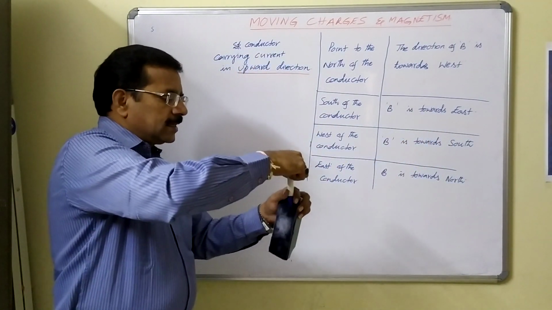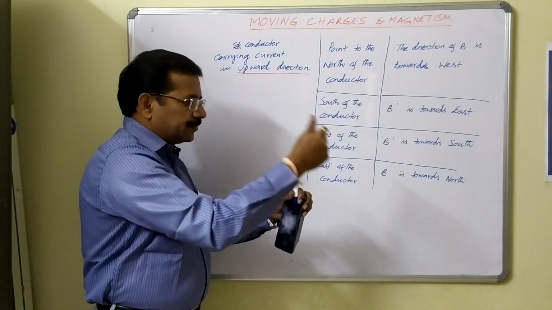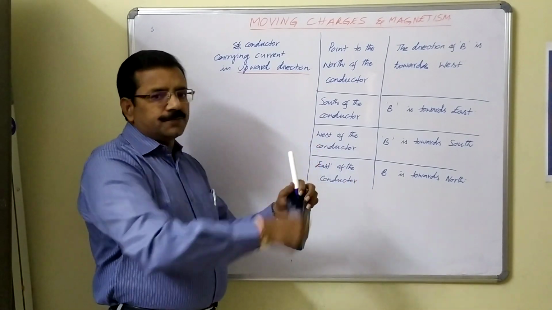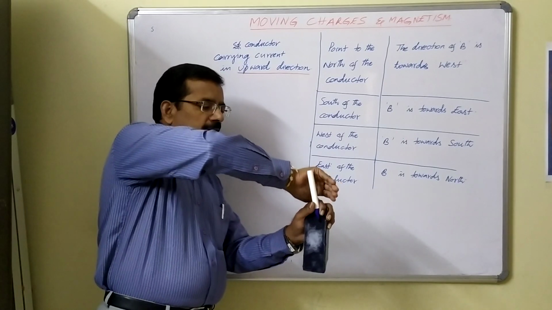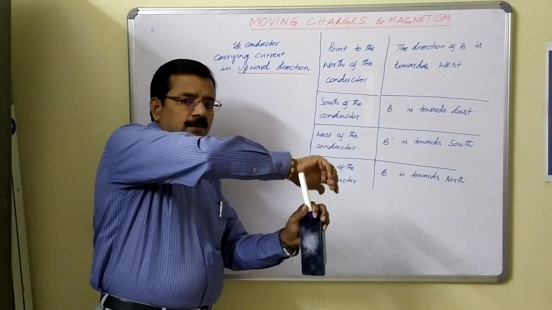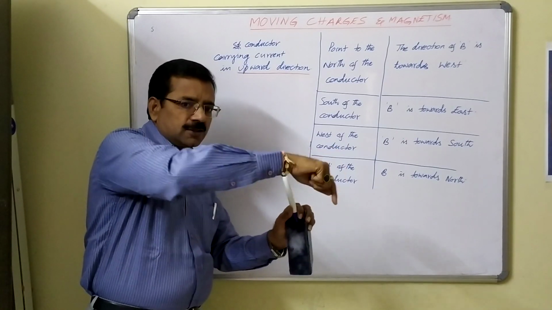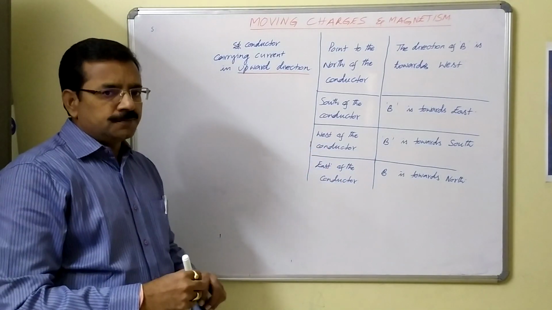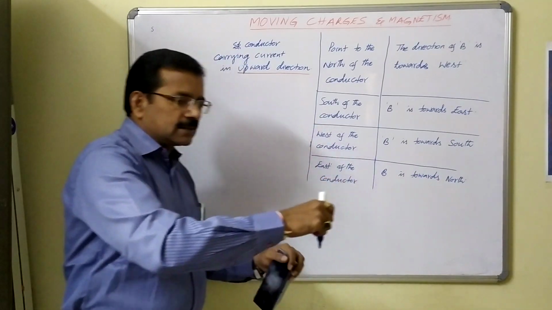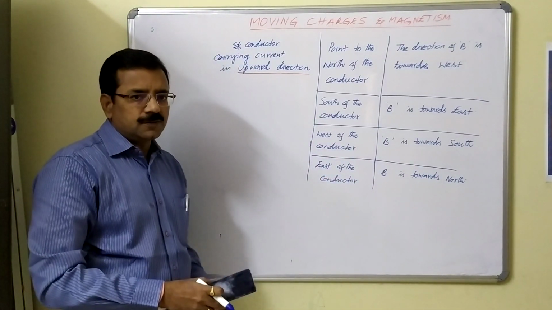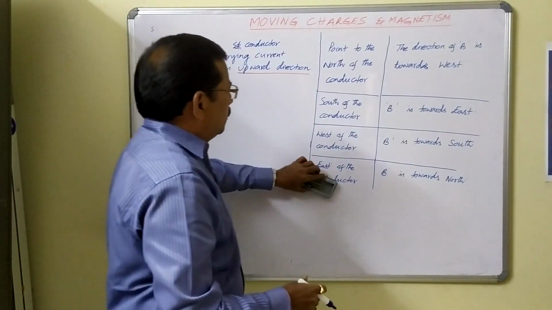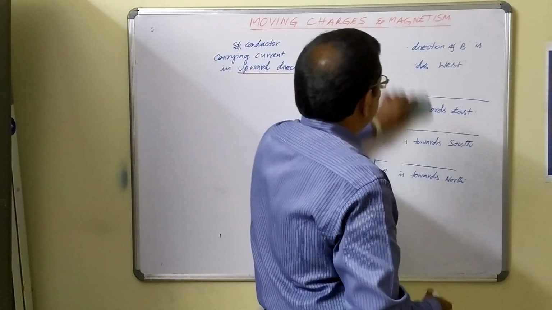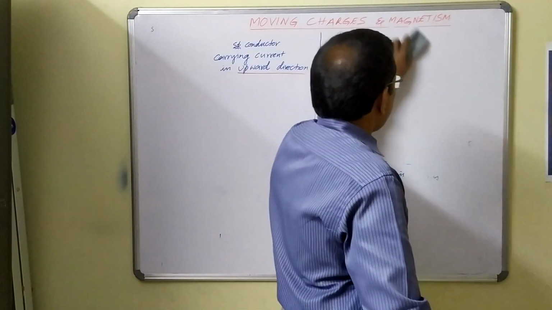If the conductor is carrying current in the downward direction, and if you consider a point to the east of the conductor, the field lines are like this. At this point, if you draw a tangent, the tangent will be towards south. Here it is towards north, in this case it is towards south. Okay? Now, let us discuss a few more cases.